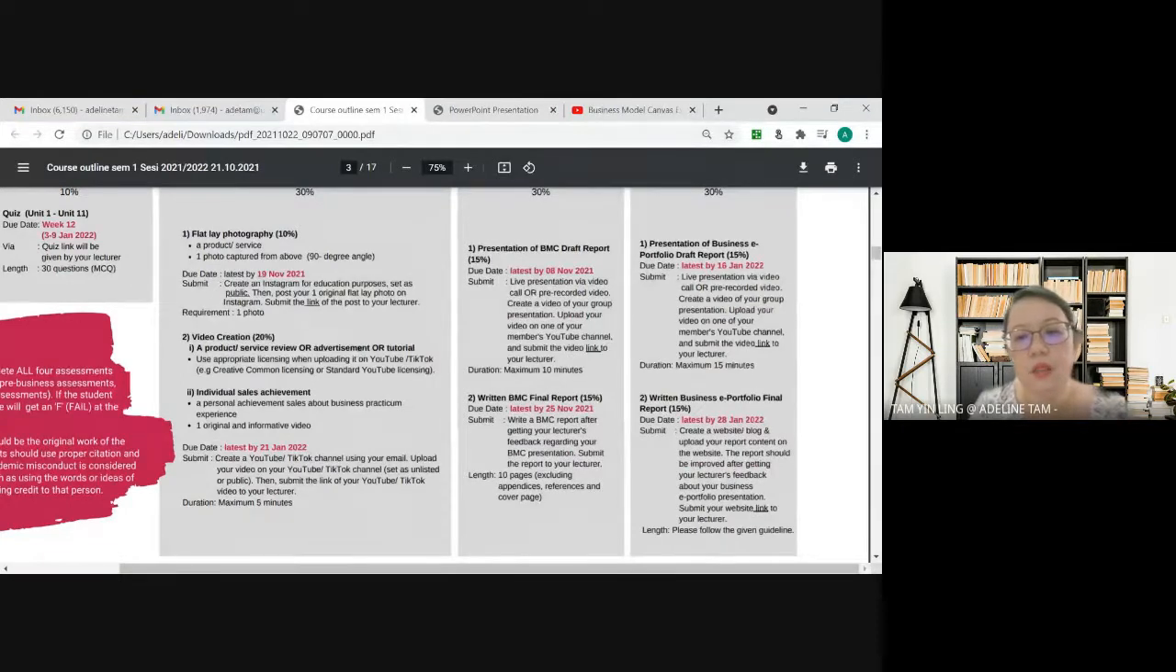And for the business e-portfolio final report, this one should be written in a website, not the common way that you write in a Word document and then submit in PDF or Word or anything. No, wrong. This one must be written on a website or blog, any type of online website, and then you improve your e-portfolio over time, and you submit to me the link. Submit the link, not the whole thing. I will check the link. You check your report based on the link.